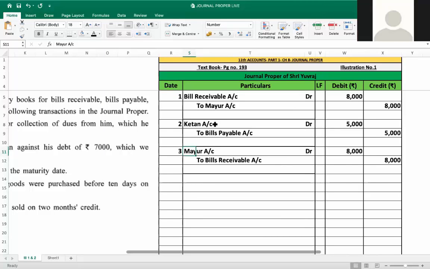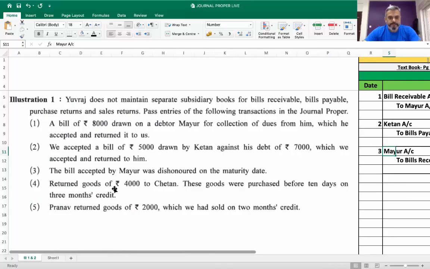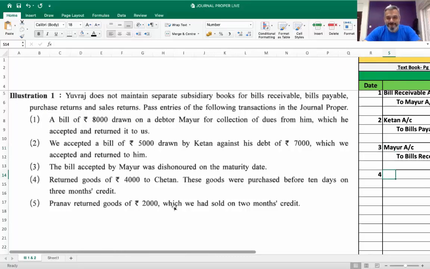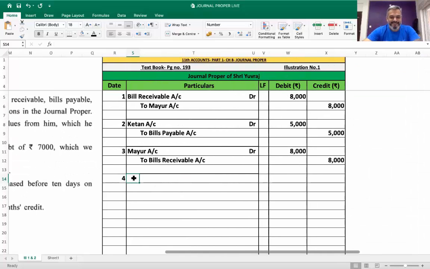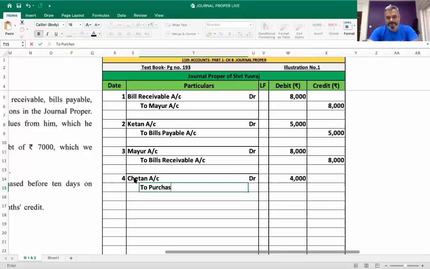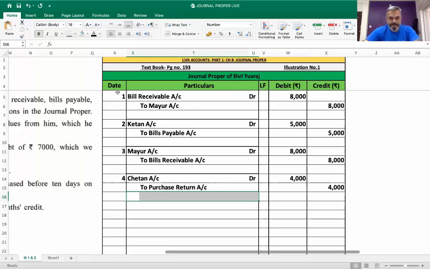Yes, yes sir. Okay. Now, fourth one, return goods of 4,000 to Chetan. These goods were purchased before 10 days on 3 months credit. So we are returning goods to Chetan. So Chetan account debit 4,000 to, we return goods, so purchase return 4,000. Underline it, I mean close it.